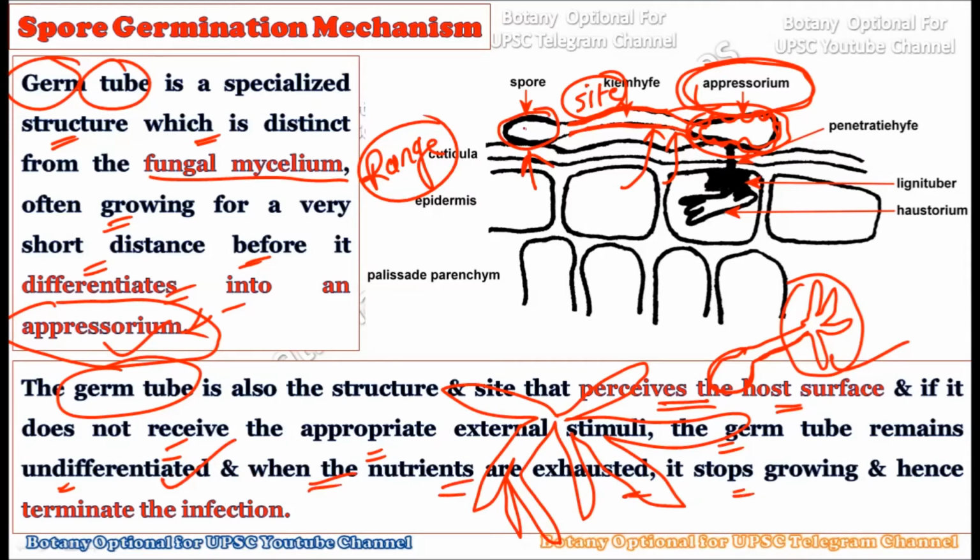appressorium. So you can say here, if it remains undifferentiated and when the nutrients are exhausted, it will automatically stop growing. Okay, whatever nutrients are present in the spore were used in the growth and development of the germ tube. Now, upon the growth and development of the germ tube, if this food material is exhausted completely, here the germ tube formation will stop. Okay, and there will not be any formation of the appressorium.